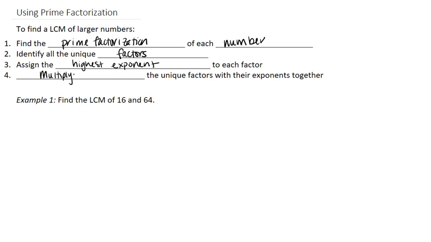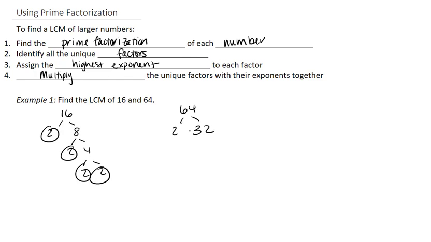So let's go over this. Find the least common multiple of 16 and 64. So we have 16. Let's use our factor tree. So this can be broken down into 2 and 8. 8 can go into 2 and 4. 4 can go 2 and 2. So we have 4 2's being multiplied together. Now 64, 2 and 32. 32 can be broken down into 2 and 16.